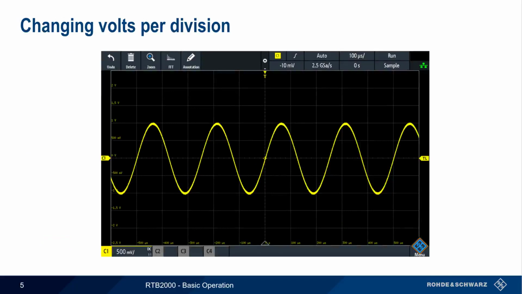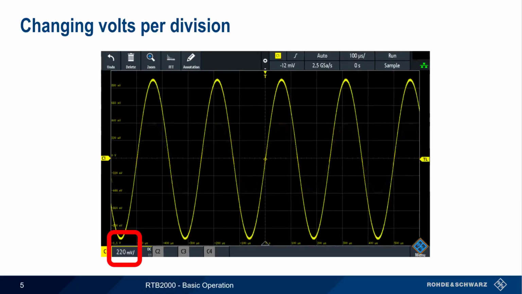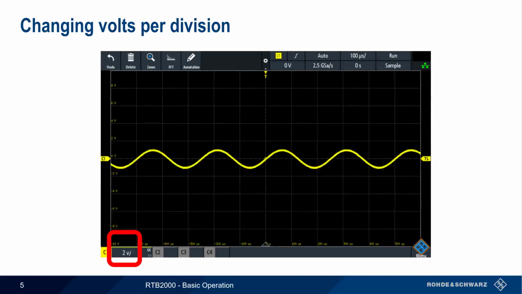Recall that in most cases, we want to adjust volts per division such that our waveform almost fills the screen, since this maximizes the use of the bits in the scope's analog-to-digital converter. Having volts per division set too high not only means we're not using all of the bits of our ADC, it also makes it much harder to visualize a waveform or to accurately measure it.